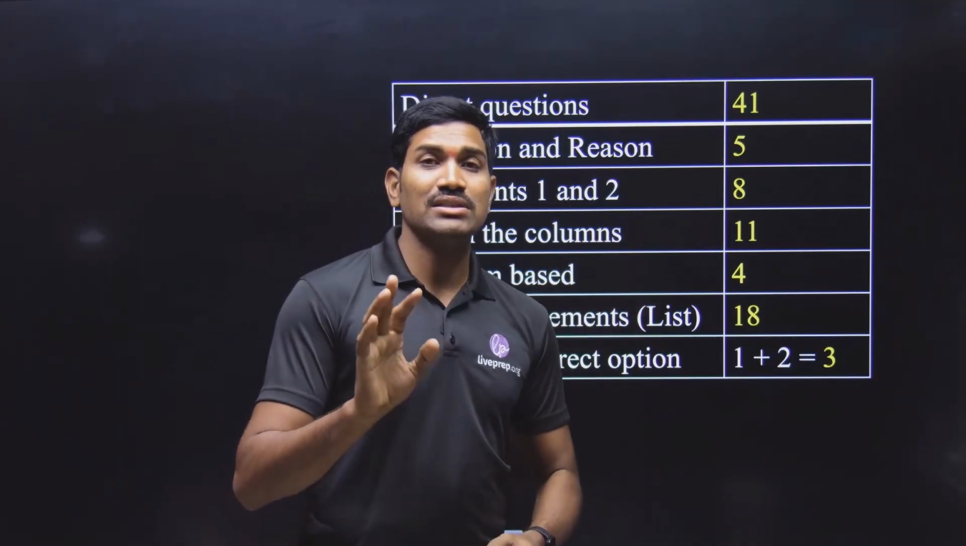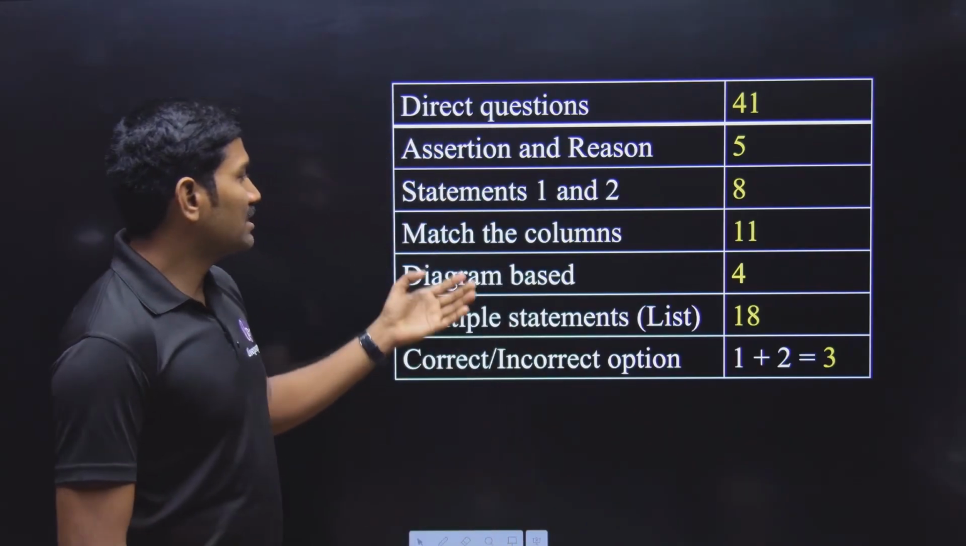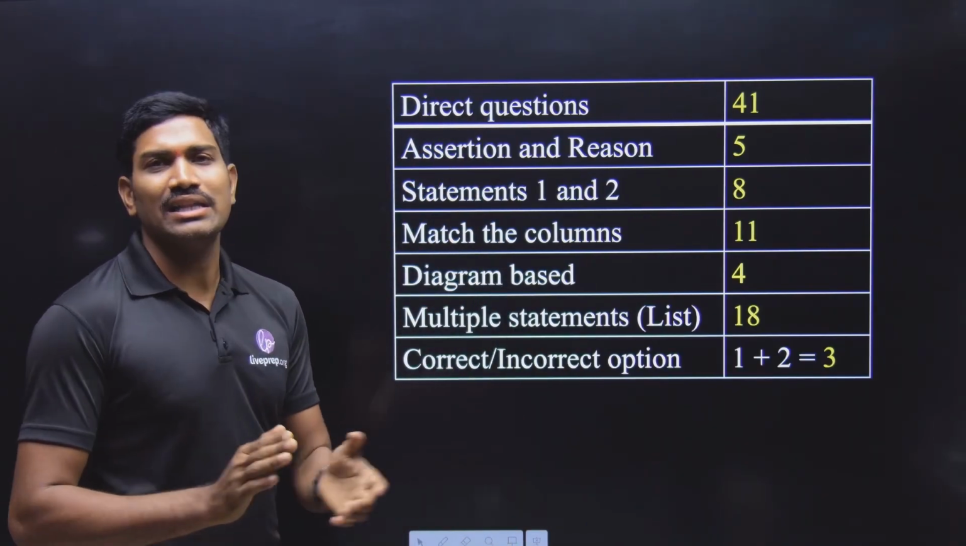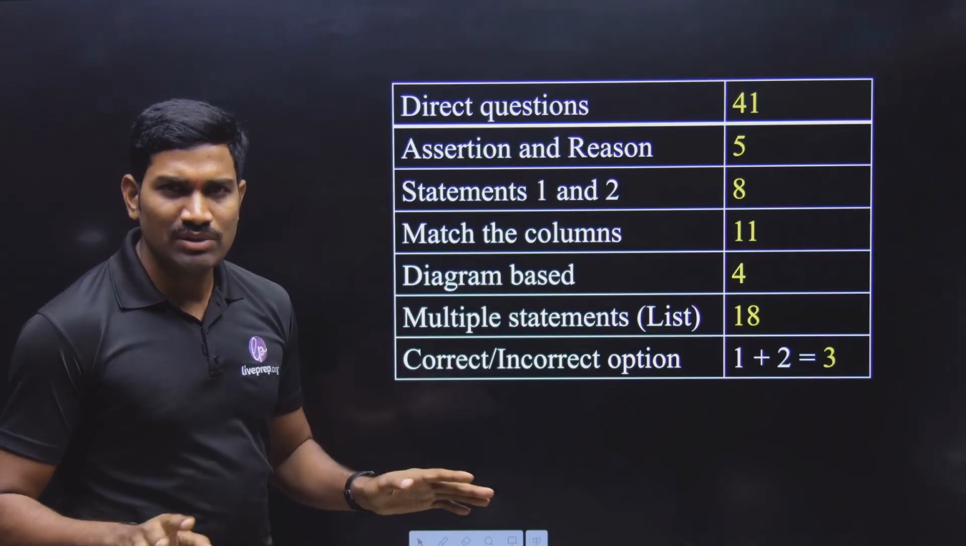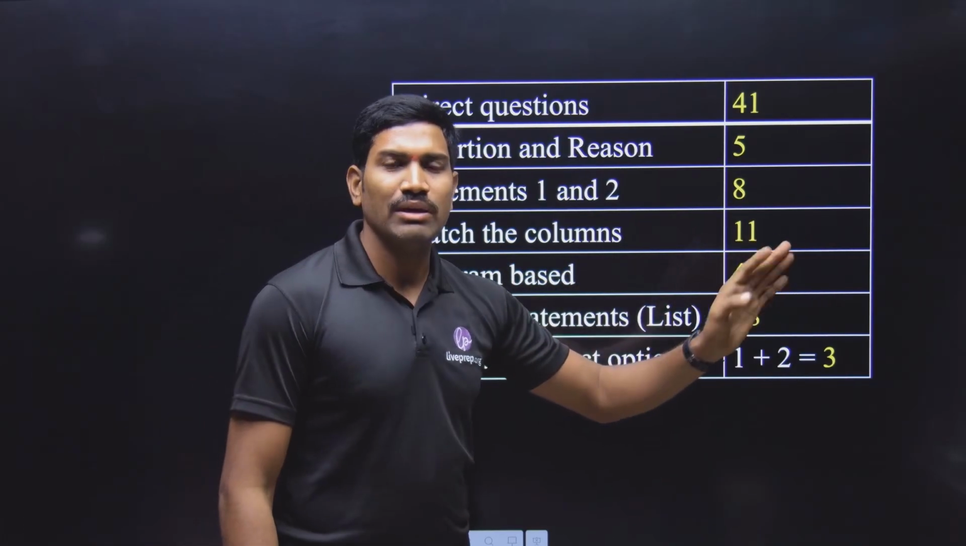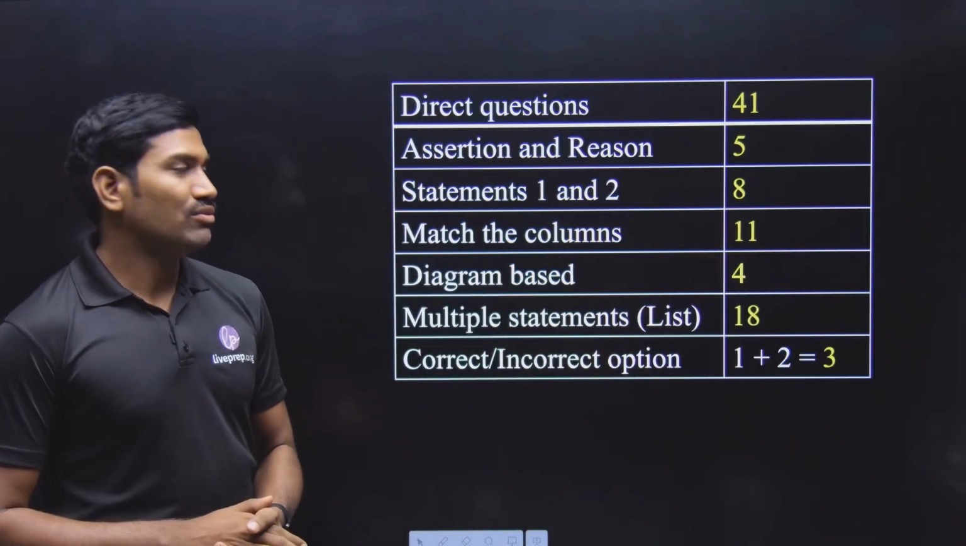In total, they have asked 8 questions. Next one, match the following. Columns, column 1 and column 2 will be given, and then we need to match. All these examples are from NCERT only, direct and very simple. Here they have given approximately 11 match the following questions.